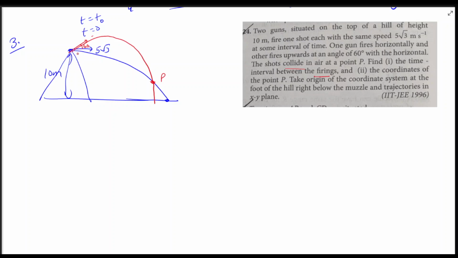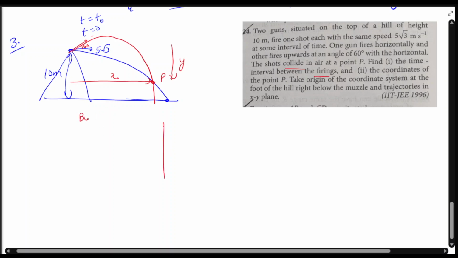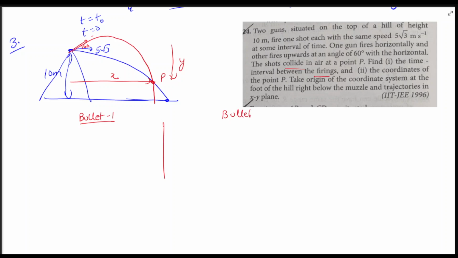So let's say, look, one thing is clear, both their x and both their y will be the same, right? So for bullet one, we write equations individually, and for bullet two, we'll write equations individually. Okay, so this was our horizontal one. This was at theta equal to 60 degrees.